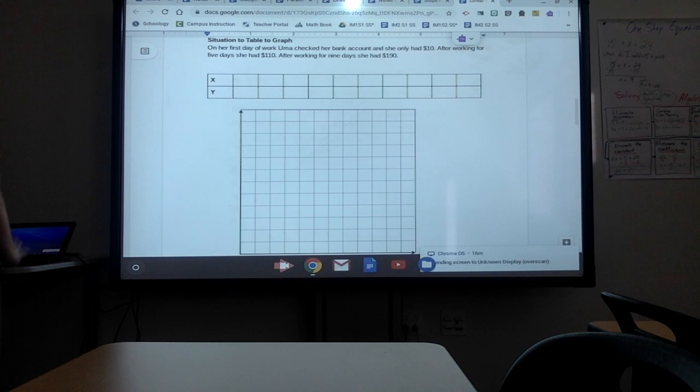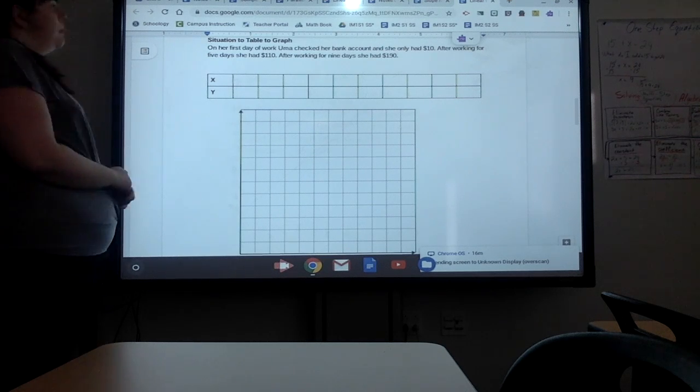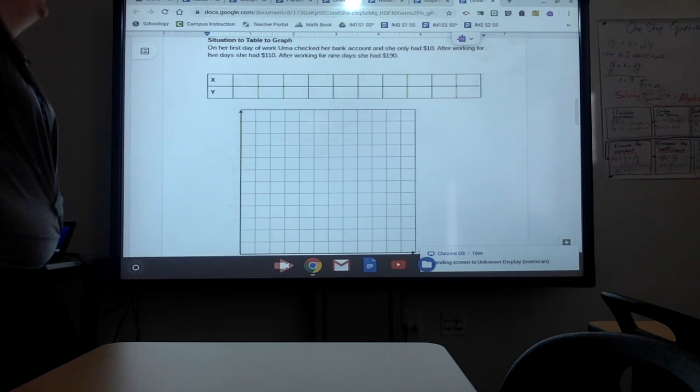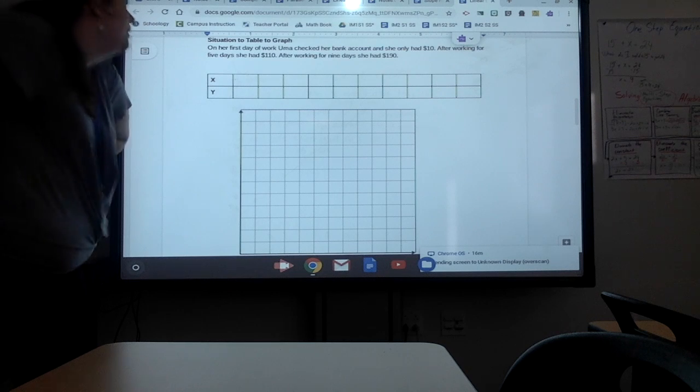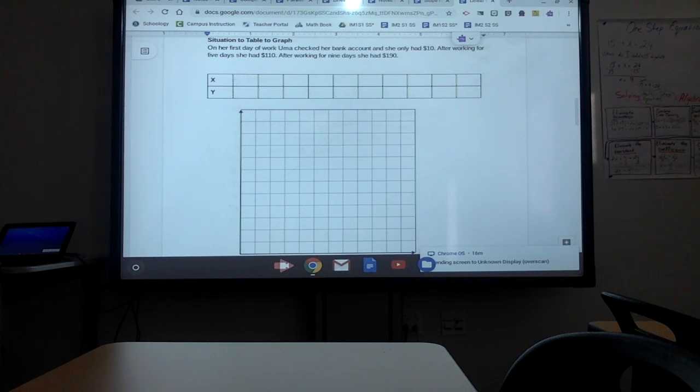Now we're going to go from a situation, a real life event, to making a table, to then creating our graph. So, this is our situation. It says on her first day of work, Uma checked her bank account and she only had $10. But after working for 5 days, she had $110. And after working for 9 days, she had $190.